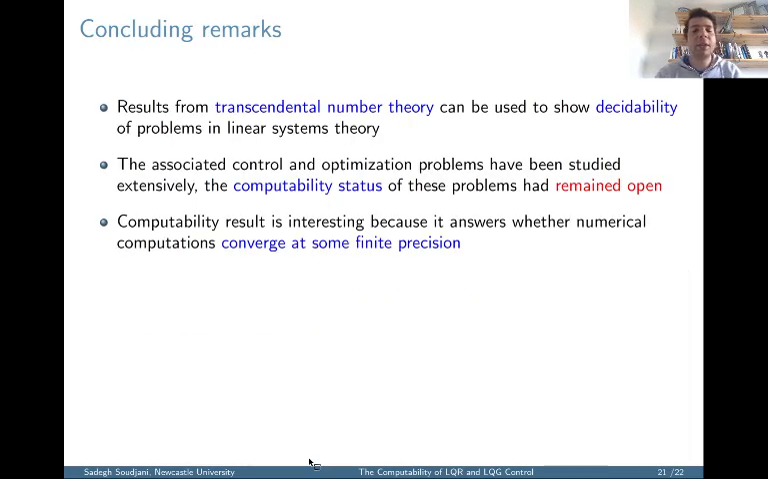To conclude the presentation, I showed that results from transcendental number theory can be used to show decidability of problems in linear system theory. And the associated control and optimization problems have been studied extensively, but the computability status of these problems had remained open. Computability result is interesting because it answers whether numerical computations converge at some finite precision, or we might not converge no matter what precision. We might not get the correct answer no matter what precision is used for the approximation.